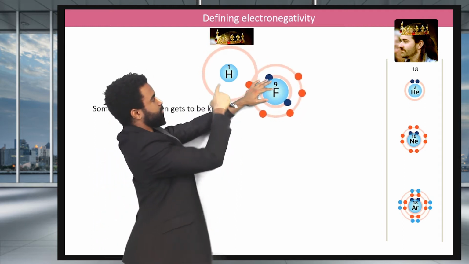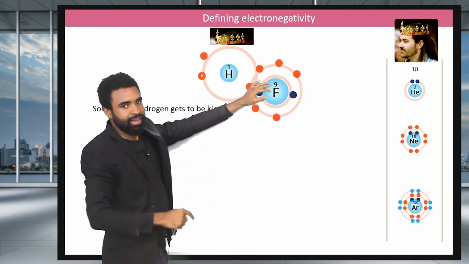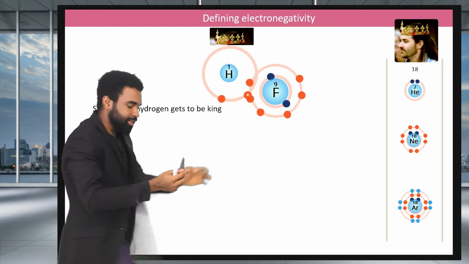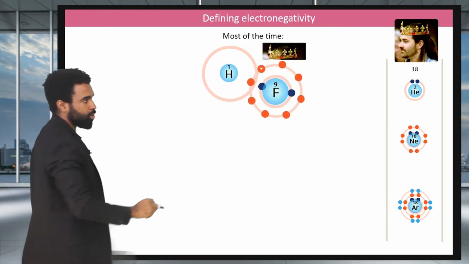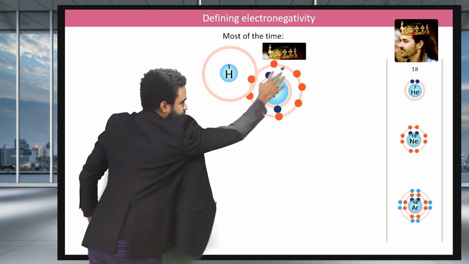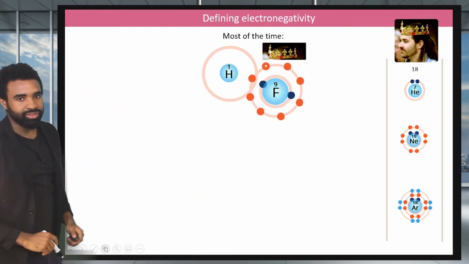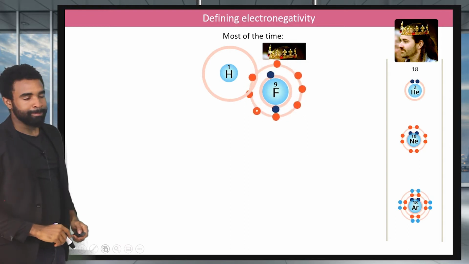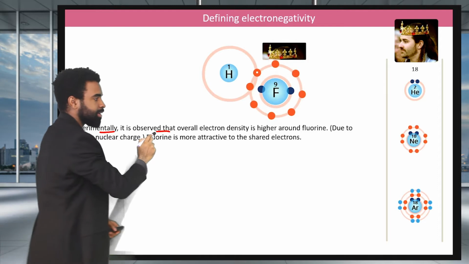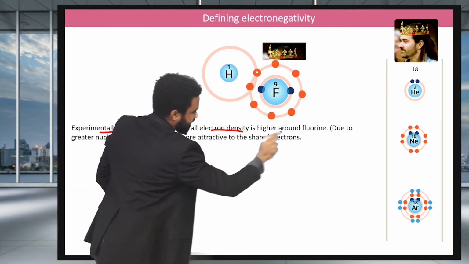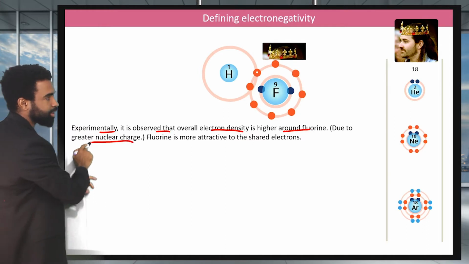And so at this point, if we have only one proton here and two electrons, you can see you would have a kind of net negative charge there. But it turns out that most of the time, this is the situation. So most of the electron density is clustered around fluorine, and hydrogen barely gets any electron density. Okay? So I write that experimentally, it is observed that overall electron density is higher around fluorine. Why is this? Due to the greater nuclear charge.